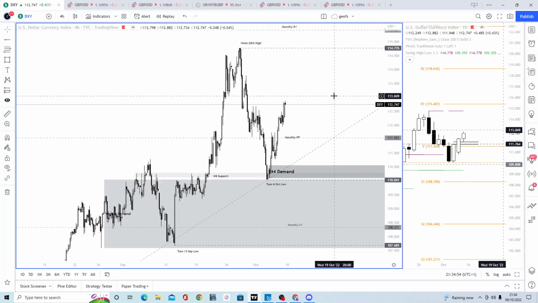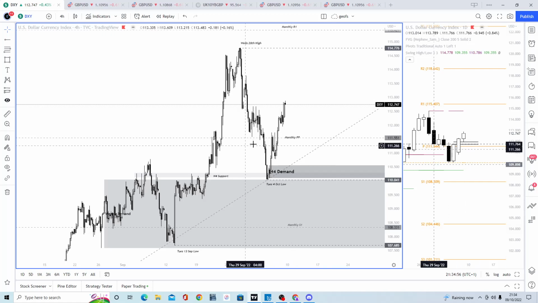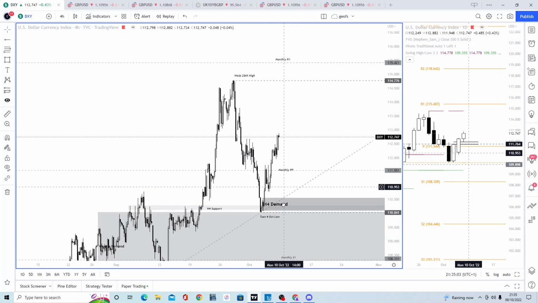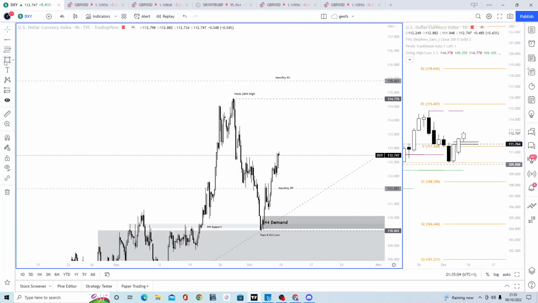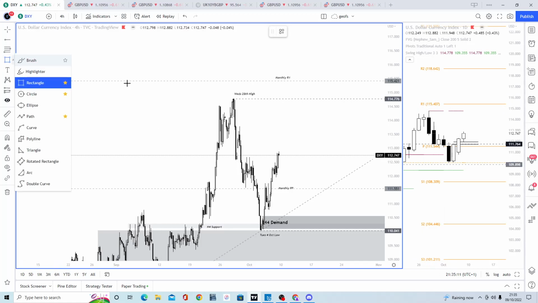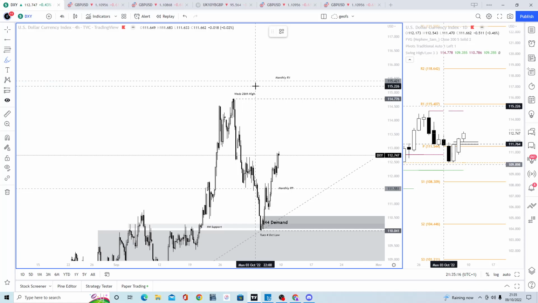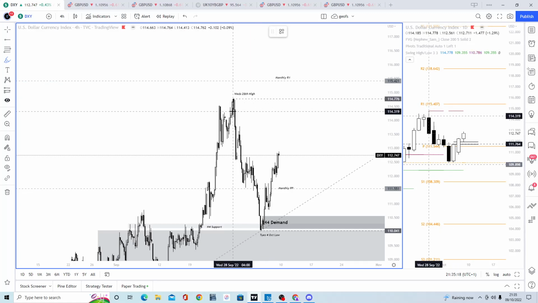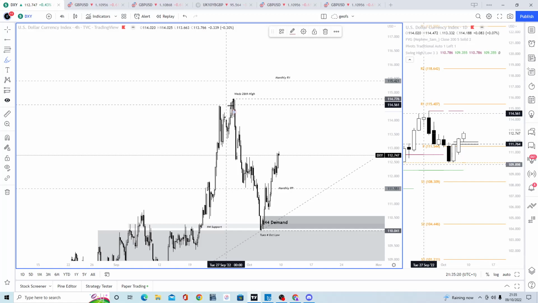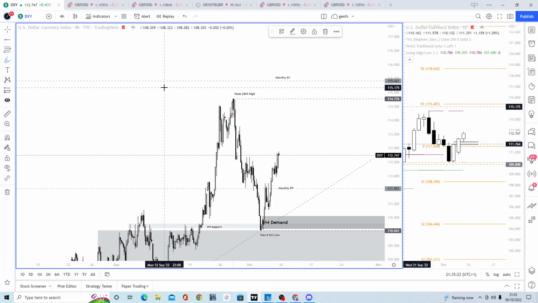Interesting. So why is this demand, when it was supply here and it broke it? And of course, what happened there? Why did it turn into a high layer?